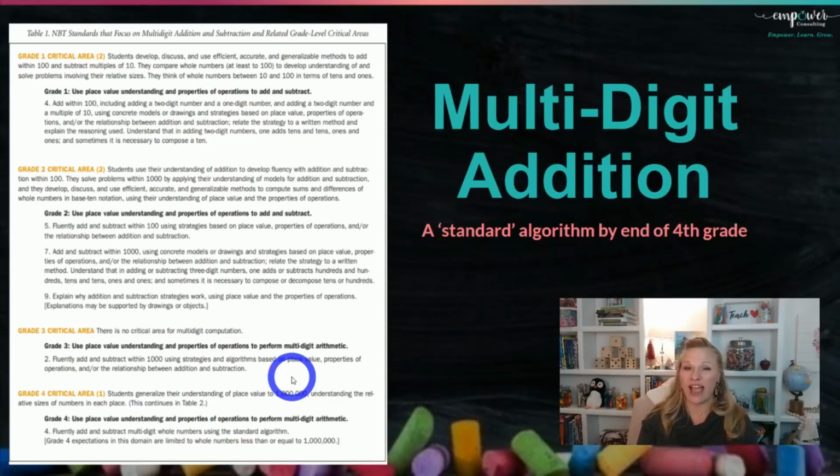Because now we're going into thousands. And now kids need to understand that they really did make a new group of 100. We made a new group of 1,000. We need a new group of 10.